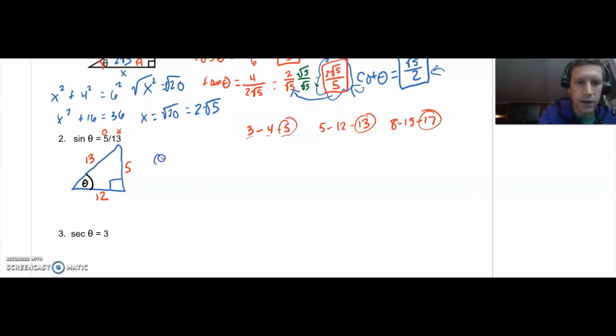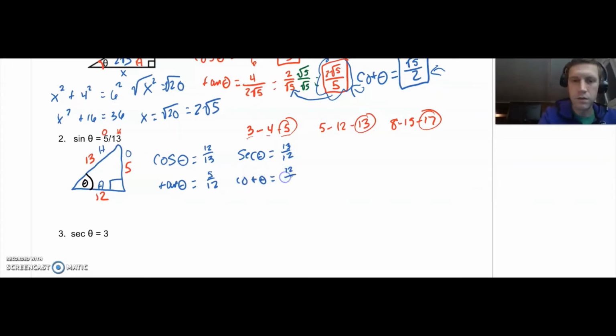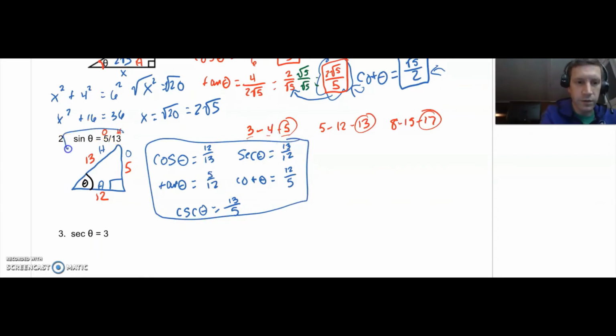I know sine, I'm not going to write that again. Cosine, let's see, this is hypotenuse, opposite, adjacent. Tangent 5 over 12. Secant, cotangent, and then I didn't do cosecant, which will be the reciprocal of what was given, right? Reciprocal of sine. So there's your other 5, and there's the first one.